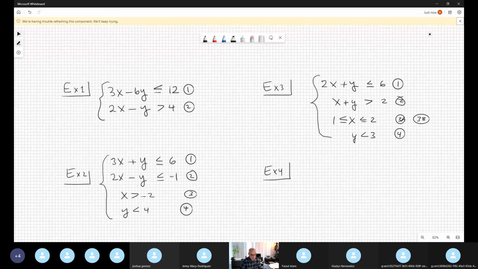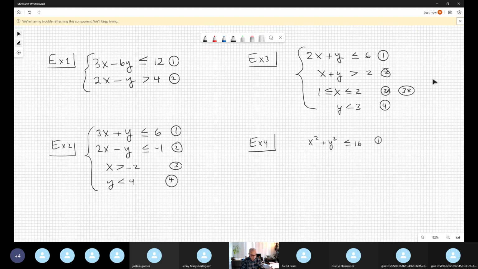One more, the last one. x squared plus y squared less than or equal to 16. Inequality non-linear. This is linear. Example 1 linear, example 2 linear, example 3 linear, because it's lines, exponent 1. When the exponent is 2, greater than 1, it's non-linear, or square root or another function. And this is x plus y greater than 2. This is no big deal. It's 2 inequalities, 1 non-linear, 1 linear. By the way, it's a circle. Let's do it one more.